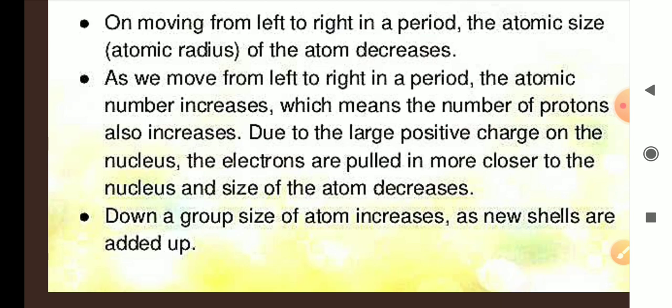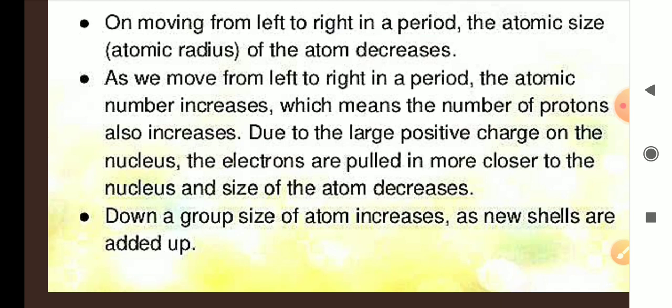So atomic size of first group elements: the lowest size is lithium, and the last one is Fr, then cesium, then rubidium, then potassium, then sodium, then lithium. Lithium is the lowest size. So if you go down the group, you will see the size of the atom increasing.